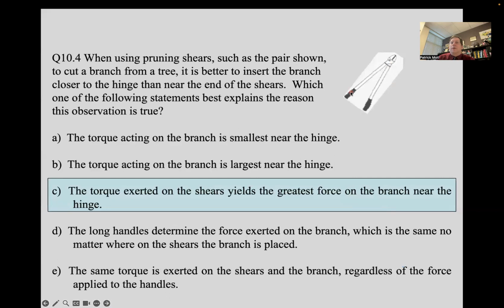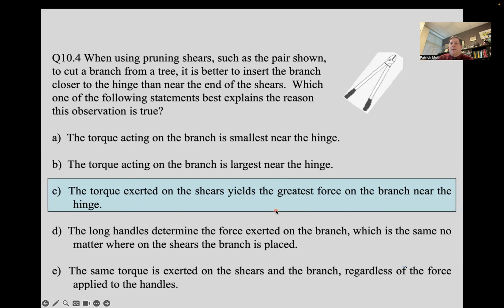So you think of this as being the same torque anywhere along the cutting edge of the shears, but for a smaller distance from the pivot point, that's going to be a larger force. So it's going to be more effective at cutting. So "torque acting in the branch is smallest near the hinge" is incorrect. Torque is the same anywhere along the cutting edge. So it's not largest near the hinge. The torque exerted on the shears yields the greatest force on the branch nearest the hinge.